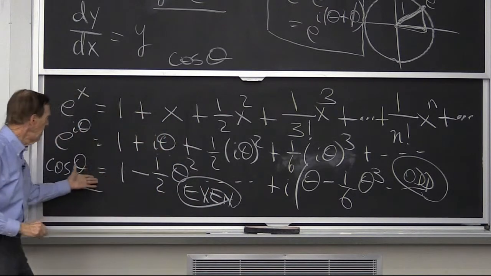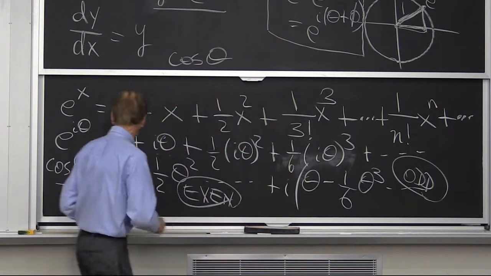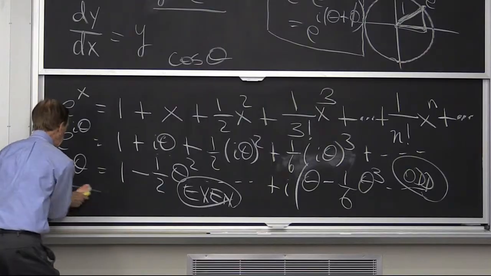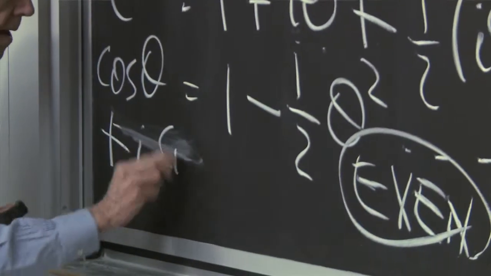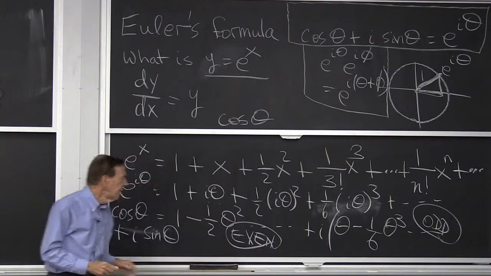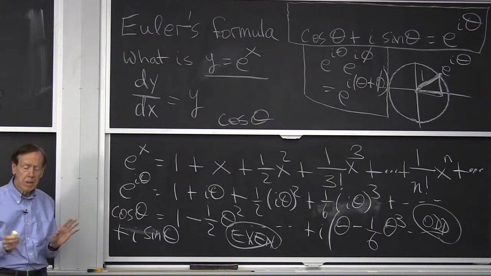And the even part gives the cosine. The odd part gives the sine, so let me make this formula all perfect. We're putting the two together, cos theta and i sine theta. Okay, so that's my way of understanding Euler.